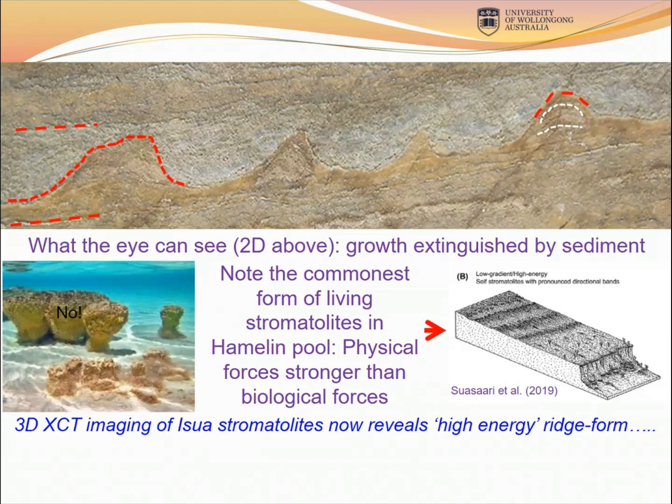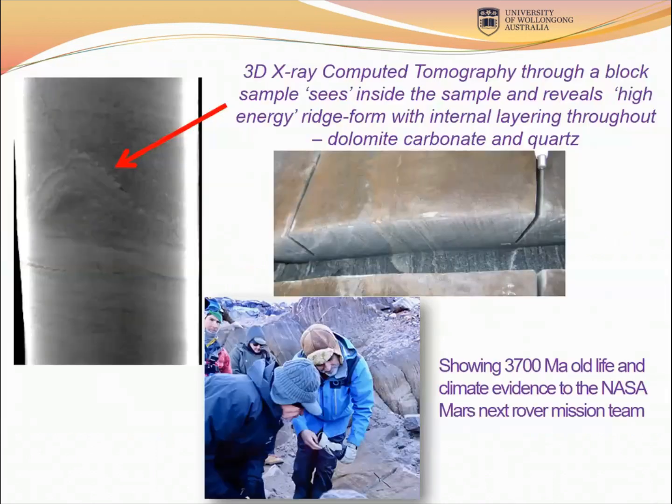So how can we look at the 3D form of these? Well, what we've done is we've taken a sawn slab through these, like you show there, and by X-ray computed tomography, you can actually see all the way through that block. And you can see it's basically the high energy ridge form. This shows one of the snaps through that computed tomography through the block.